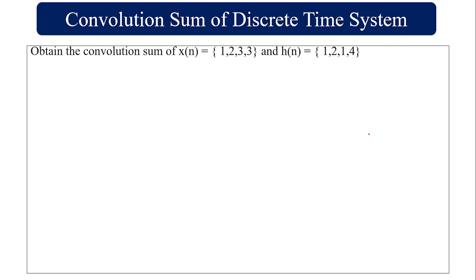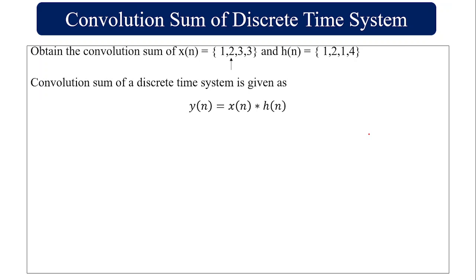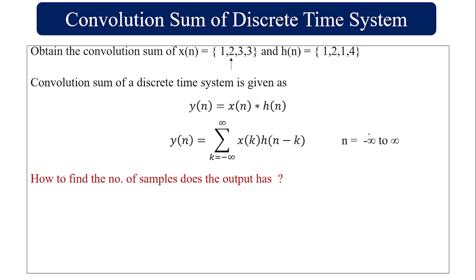So obtain the convolution of x of n and h of n. Here x of n is 1, 2, 3, 3. It's a bidirectional sequence. First we'll find the basic data. The convolution sum of a discrete time system is given by y of n equal to x of n convolution h of n. Now we can find how many samples the output has and what the time period of the output is.